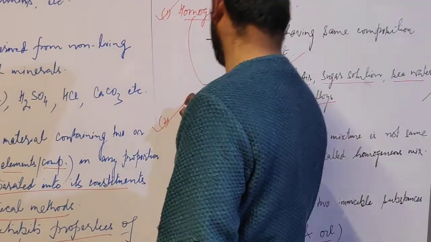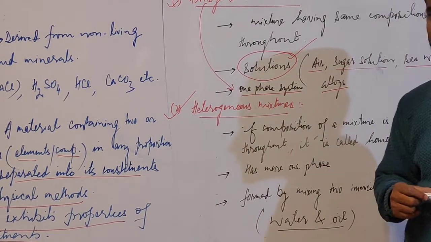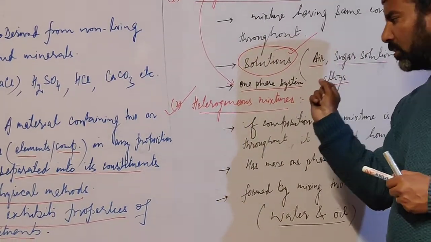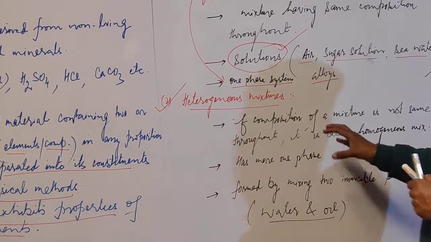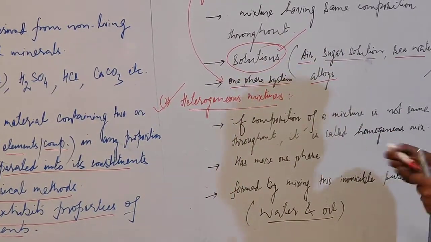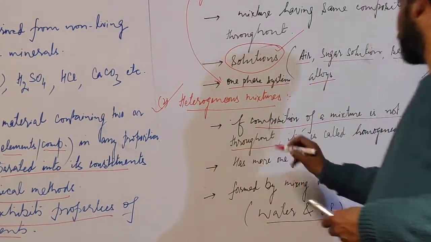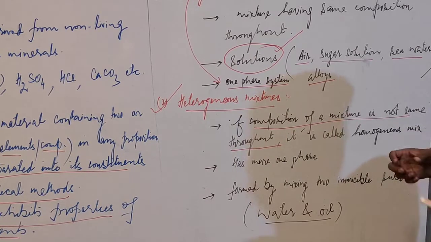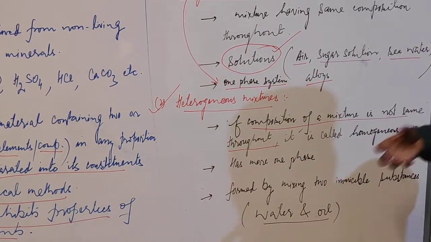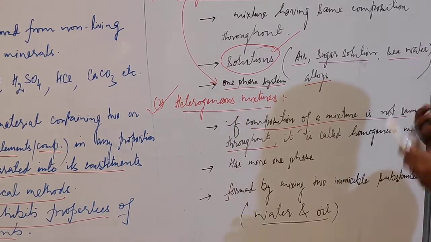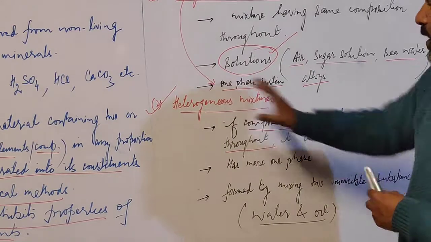Now we have the second type of mixture, that is heterogeneous, and hetero word का मतलब ही होता है different. So students, heterogeneous mixtures are those in which the composition is not the same throughout. That means a heterogeneous mixture has more than one phase, and the composition of the phases is different.